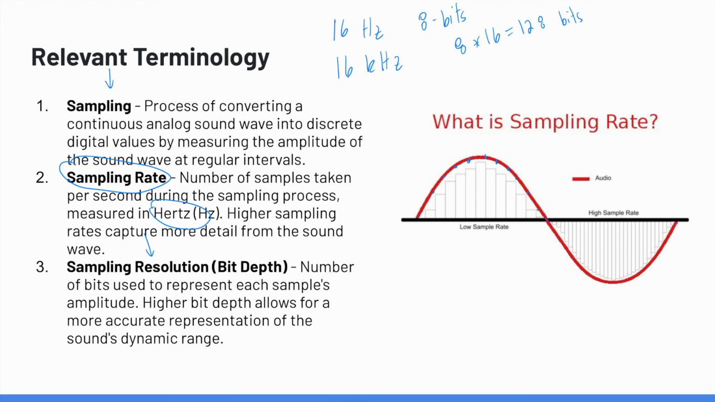So for each one of those samples we're taking, the number of bits by which we're storing the amplitude at that particular sample is going to be our bit depth or sampling resolution. We're using this term bit depth, which we saw before when we were talking about images, to represent the number of bits used to represent each pixel, except instead of representing a color, we're representing an amplitude of sound.